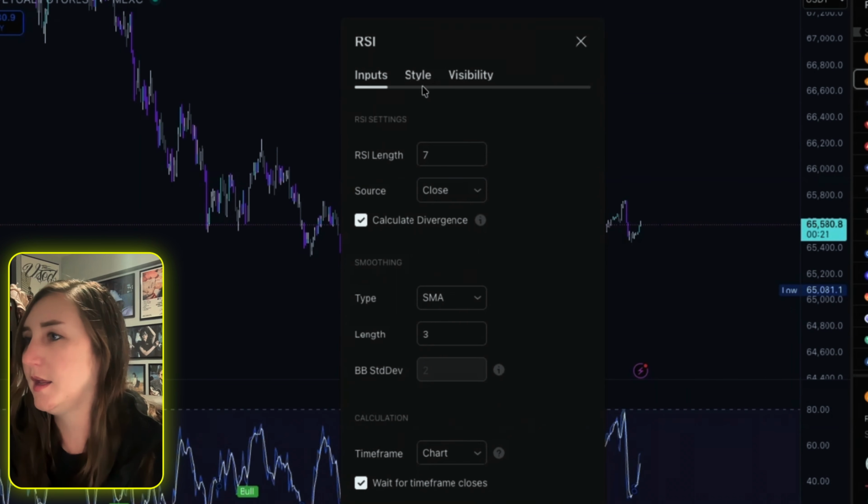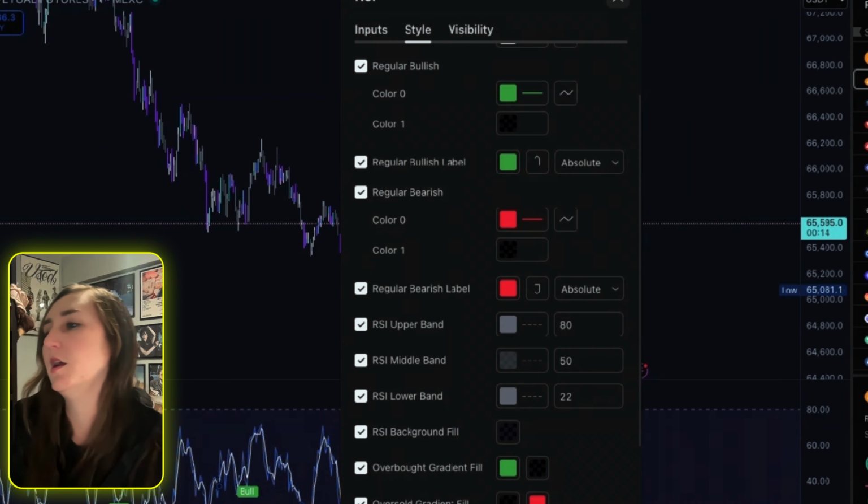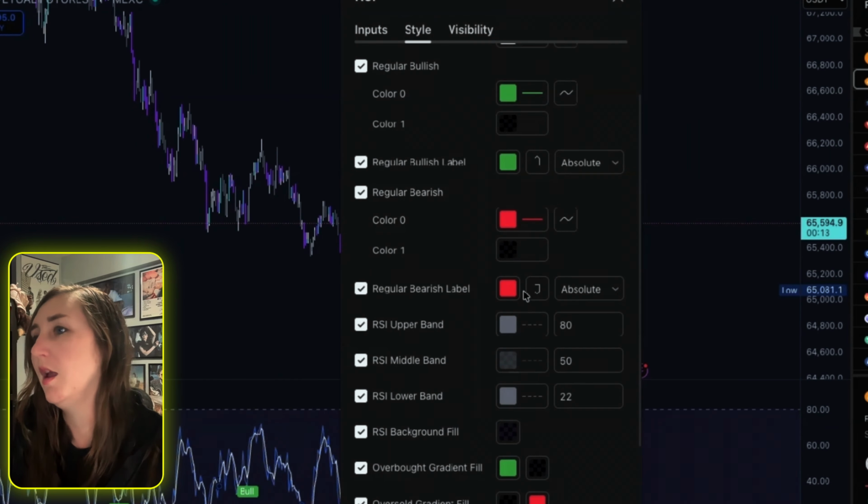We want 3. All right. Style, you're going to go to upper band, middle band, lower band: 80, 50, 22. All right. Okay, so all this is important. Feel free to change your lines to whatever color you want. But those are the settings I have for the RSI. Now, on the 2-minute time frame, what we're looking for are possible divergences.